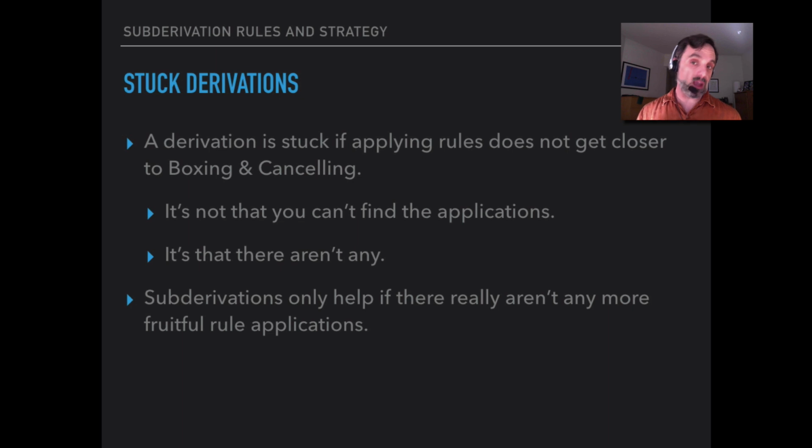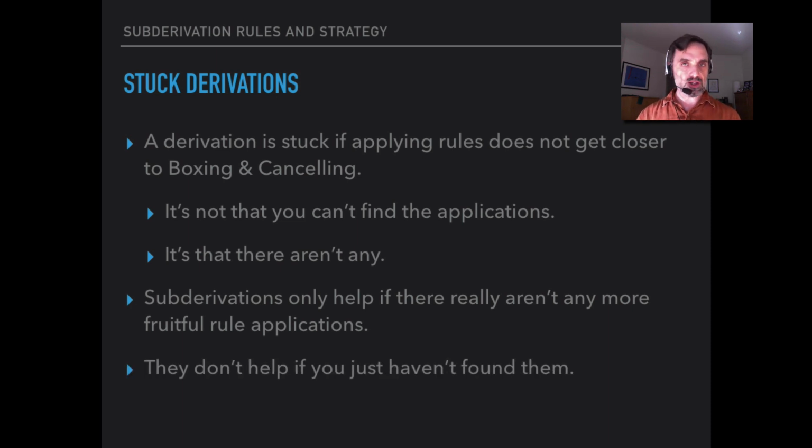But subderivations will only be helpful if there really aren't any more fruitful rule applications. It's not like I'm saying, oh, you're supposed to do these other rules, and so don't do a subderivation unless you're sure about that. It's that the subderivation won't help. If there are other fruitful rule applications to make, then doing a subderivation instead is not going to help. It's just going to make the derivation more complex and confusing. So you really want to be sure, do a subderivation only when the derivation is stuck, because otherwise you're going in a bad direction. If there are fruitful rule applications but you haven't found them, a subderivation will not help. Okay. So stuck is there are no more rule applications that will be helpful to make.